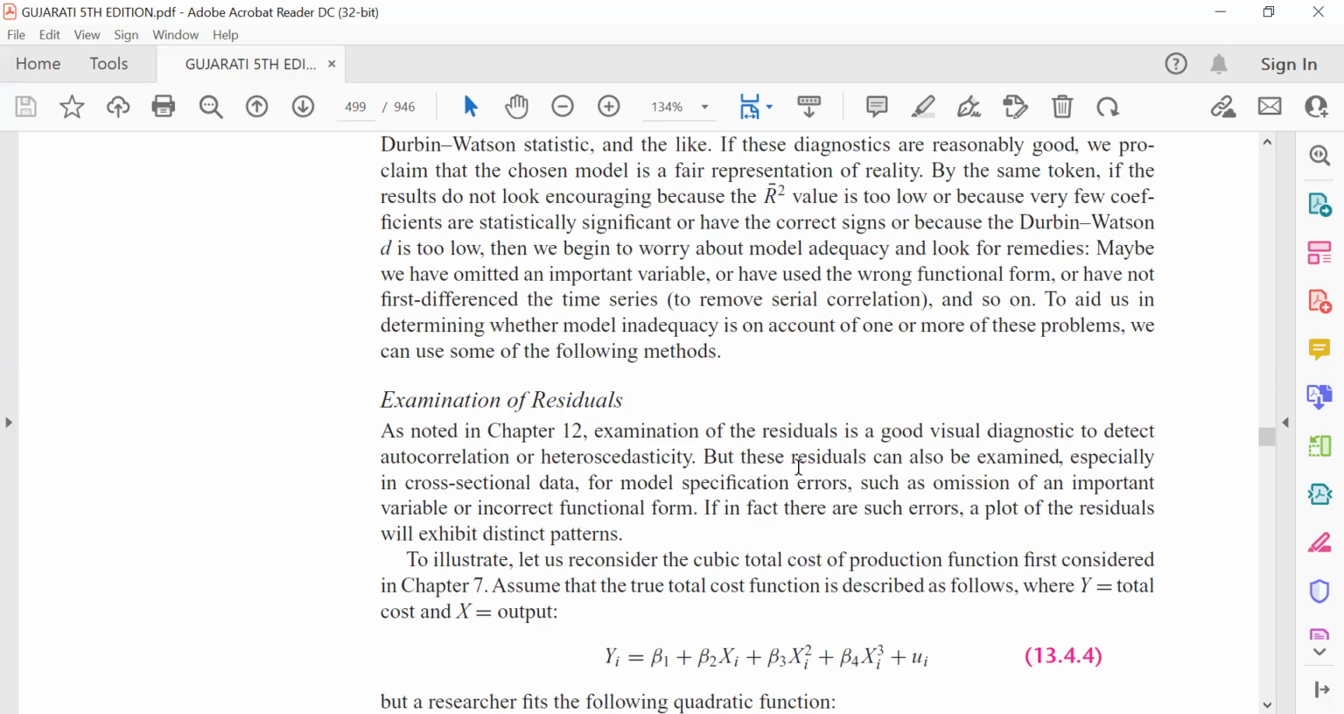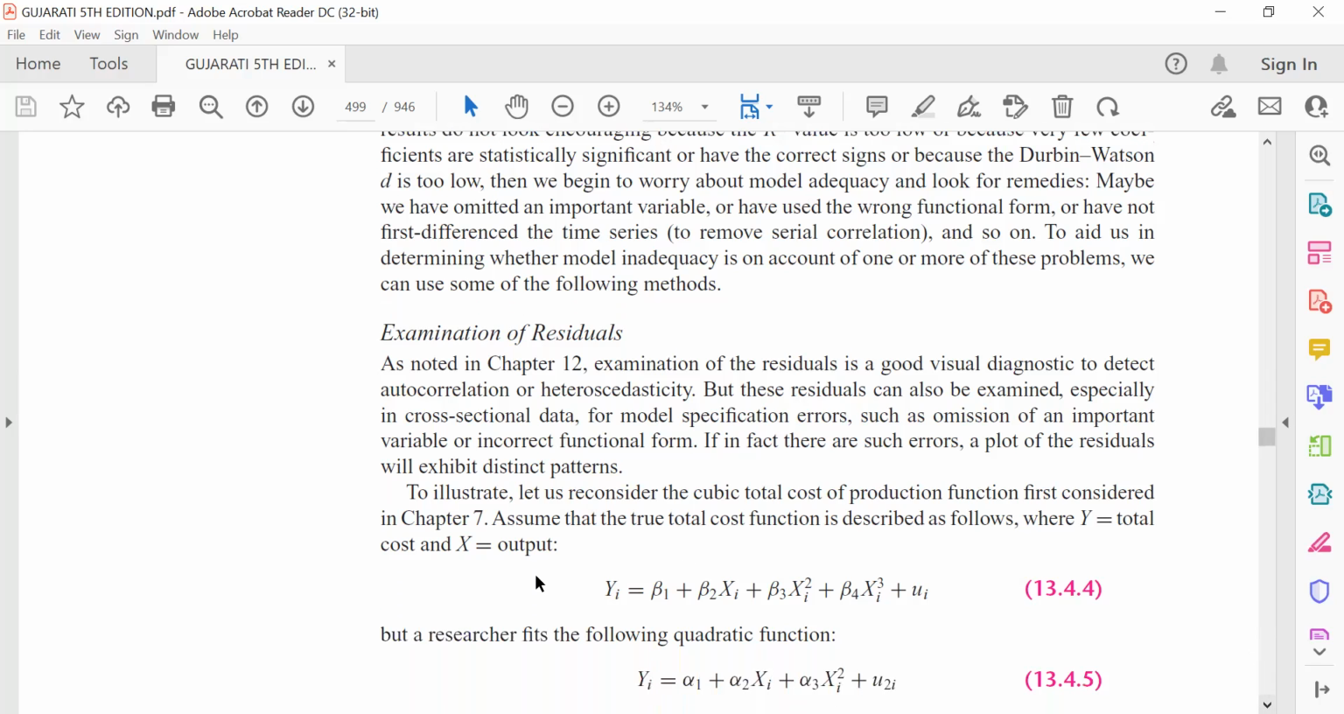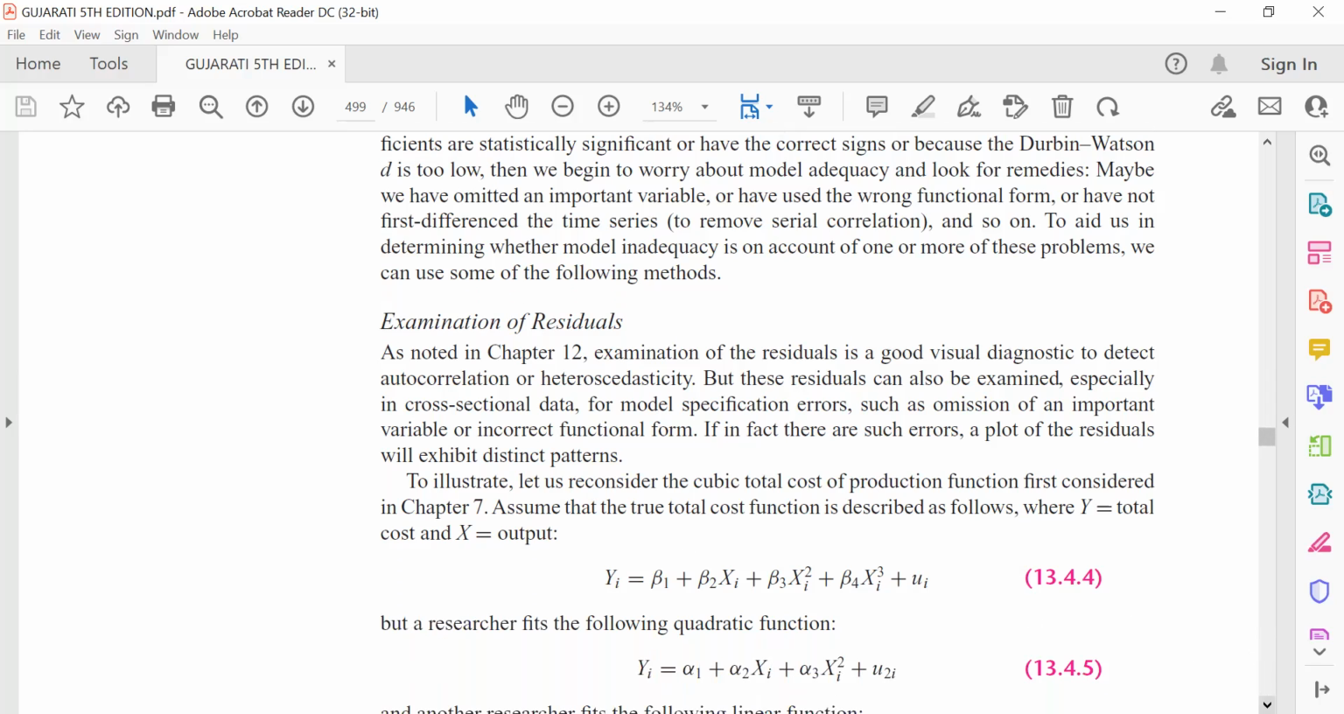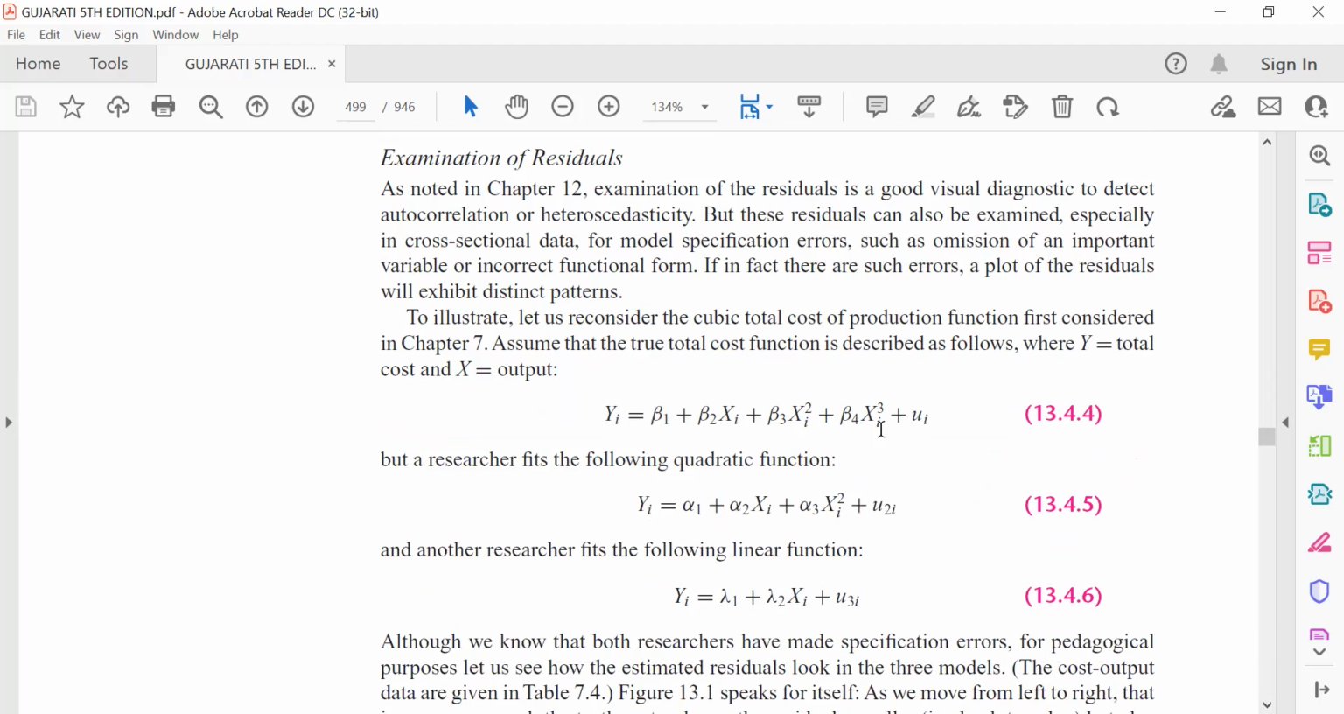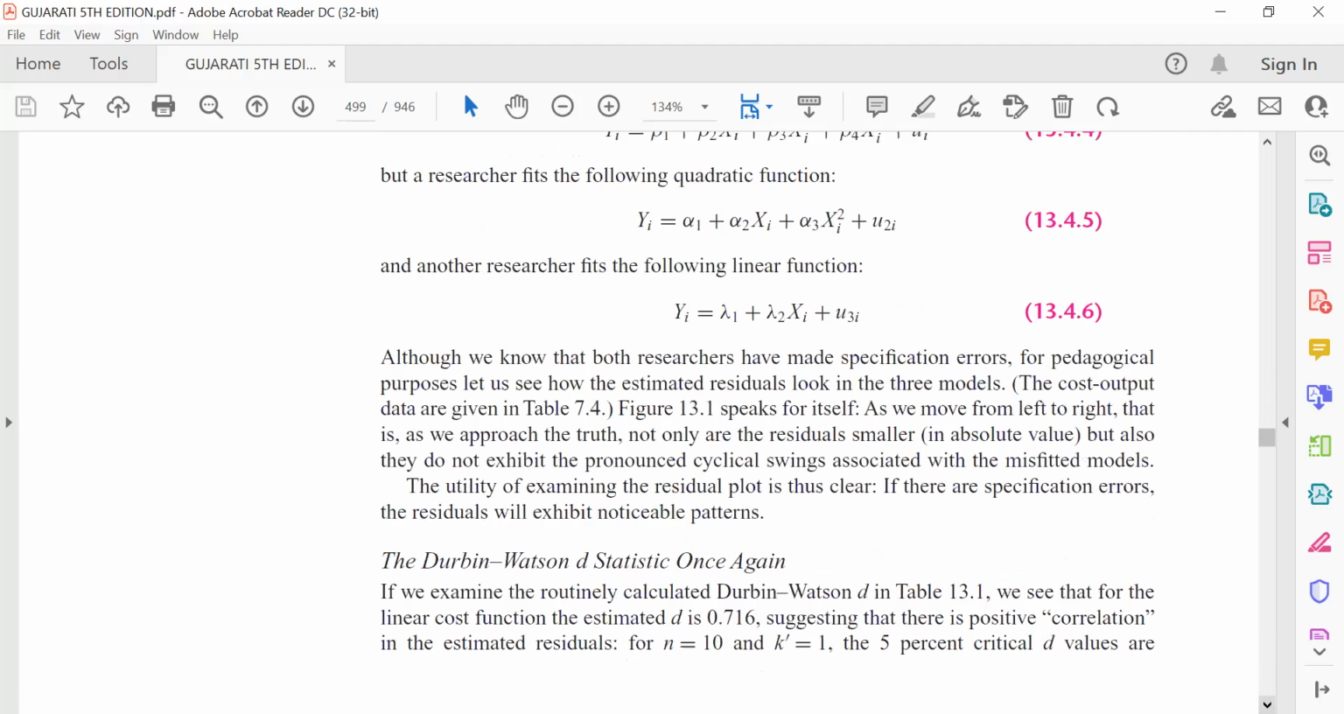To illustrate, let us consider the cubic total cost production function in chapter 7. This is the model, a cubic model, but we estimate equation 13.44, and another researcher estimates 13.46. So what is the correct model? We use the Durbin-Watson statistic here.